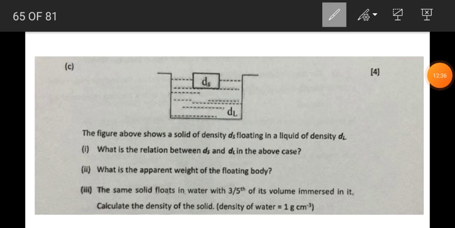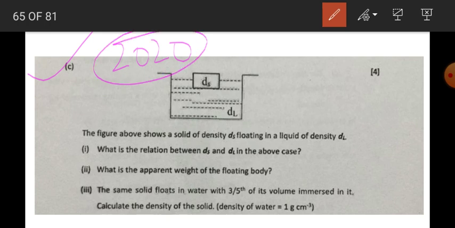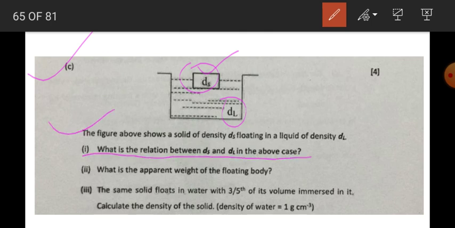Okay, check this one. This question was asked in this year's ICSE board paper. There is a floating body. Its density is ds, the density of the solid, and the density of the liquid is dl. Now what is the relationship between ds and dl? Obviously dl is greater than ds. That's why the object is floating.